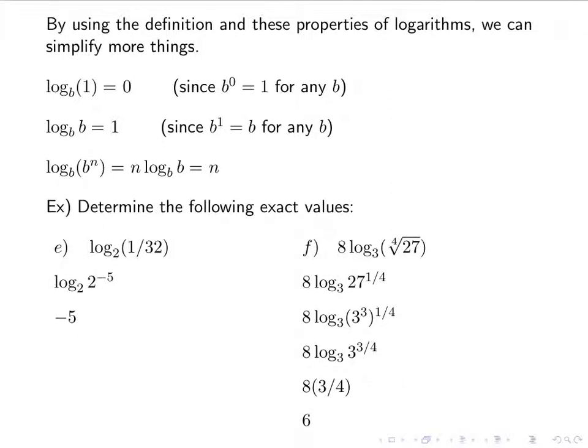Okay, so you really want to use this rule here. We're going to see it come up a lot in the coming sections. It's going to be really, really helpful.